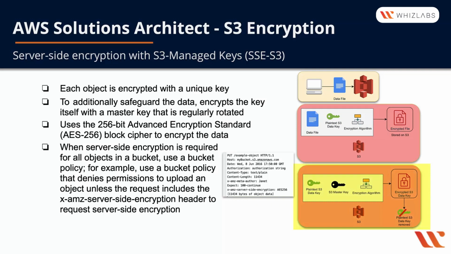Then in step 3, the plain text data key that was used to encrypt the object is encrypted with an S3 master key using an encryption algorithm. The result is an encrypted version of the key. So we have an encryption algorithm that encrypts the file itself using a plain text S3 data key, and then we have the data key itself being encrypted using an encryption algorithm with the S3 master key.